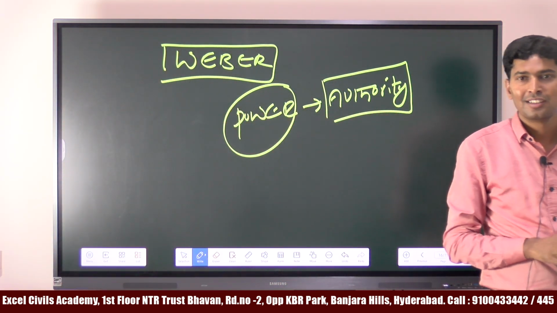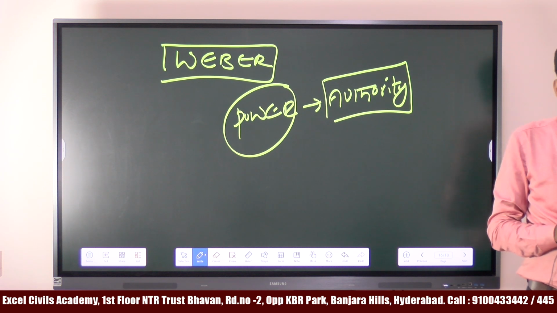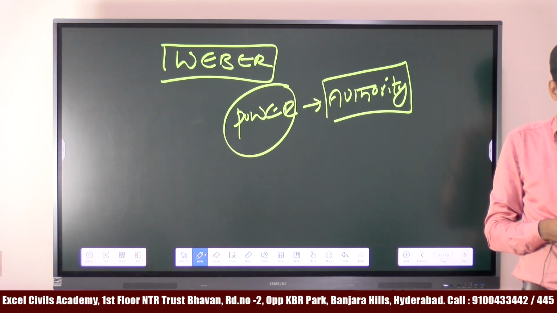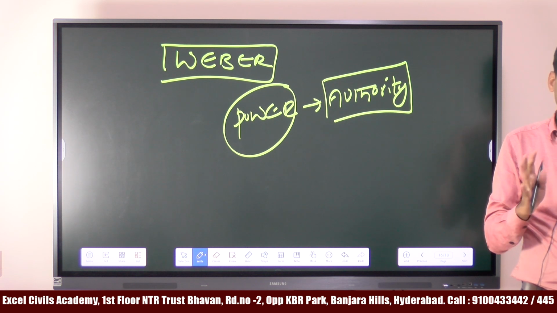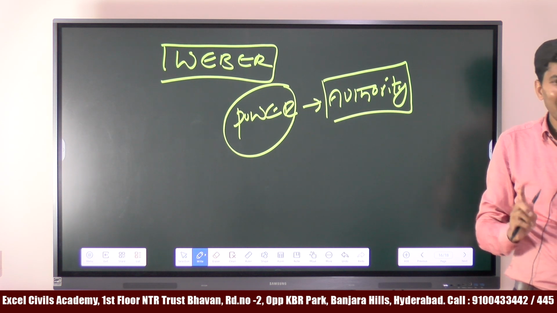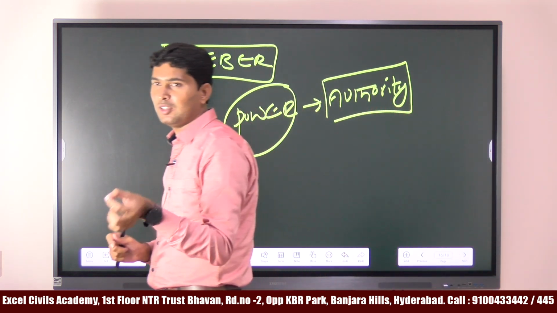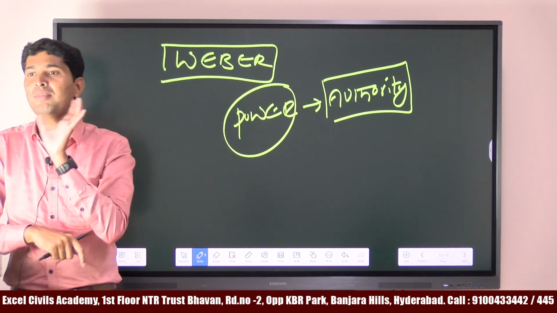You are a district SP. A service pistol is given, six bullets are given. You want to shoot your ex. Can you shoot your ex? You can shoot with a camera, but not with the gun. Because that power, that authority, is given to you with accountability. You are supposed to use it in a responsible manner.